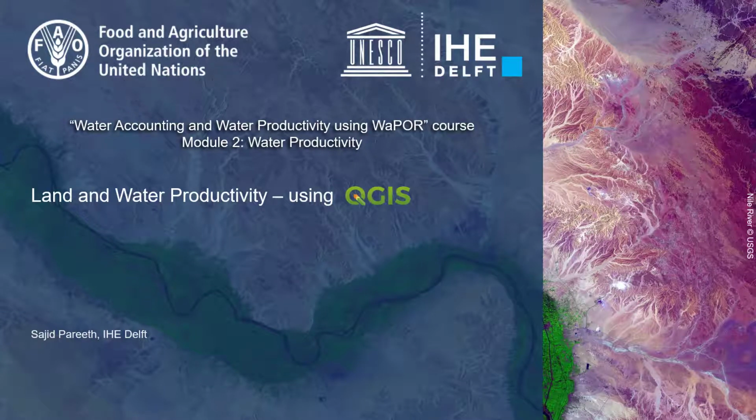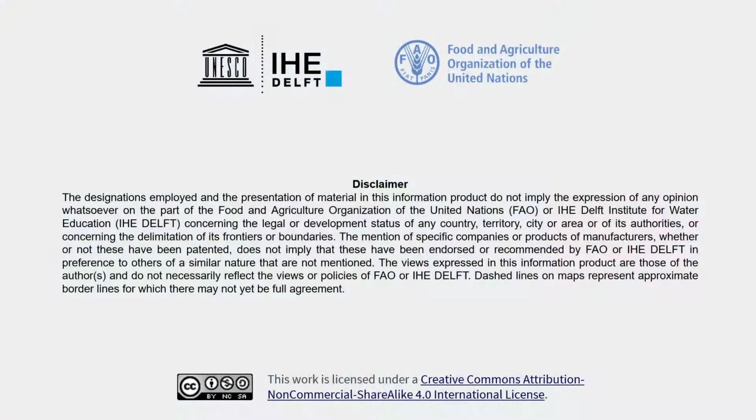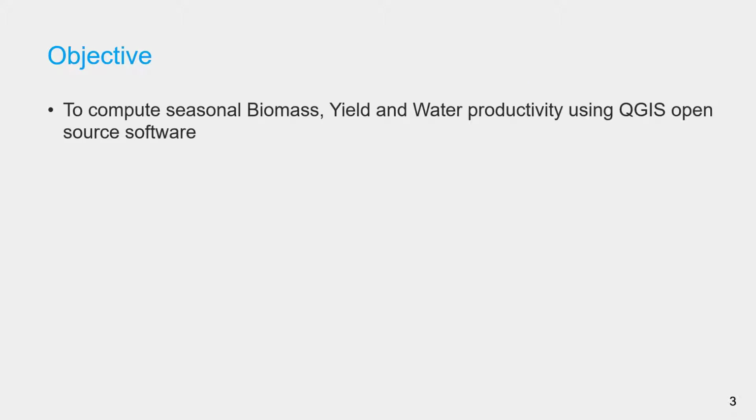Hello everyone, welcome to my video on computing land and water productivity using data from WaPOR and QGIS open source software. The main objective of this lecture is to show you how to compute seasonal biomass, yield and water productivity using QGIS open source software for the crop sugarcane over our study area.